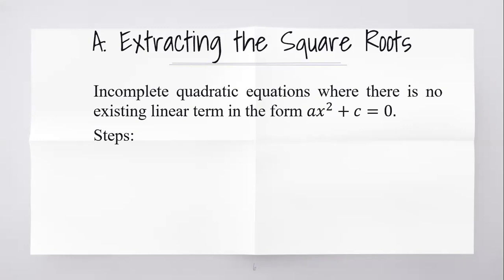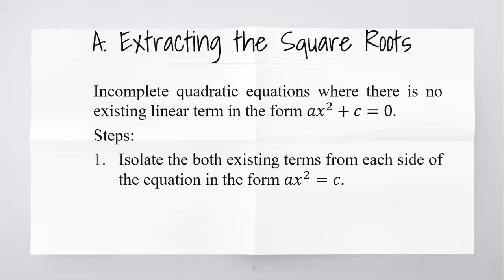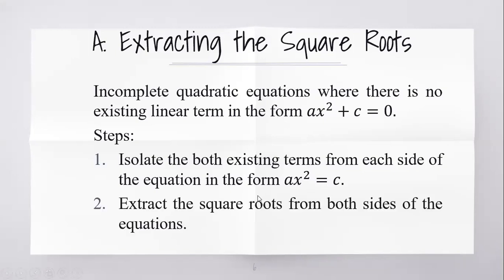So there are steps for us to extract the square roots of the quadratic equation. The first step is to isolate the two existing terms on each side of the equation in the form ax squared is equal to c. So sabi daw doon, ang unang step ay from ax squared plus c is equal to 0, standard form, ilipat mo siya sa ganitong form, which is ax squared is equal to c. Next step, extract the square roots from both sides of the equation. To visualize these concepts, let us have a concrete example.